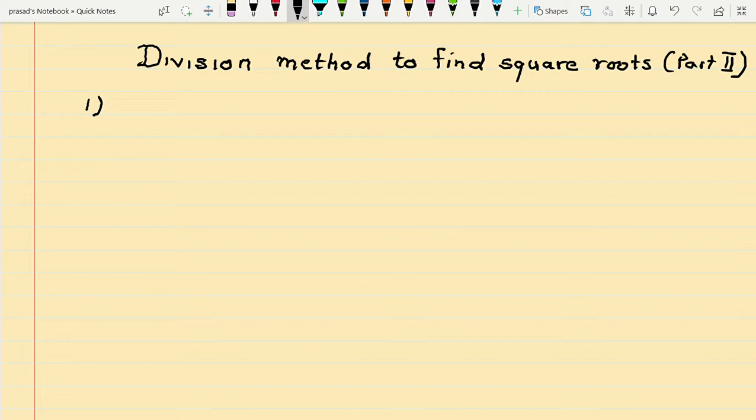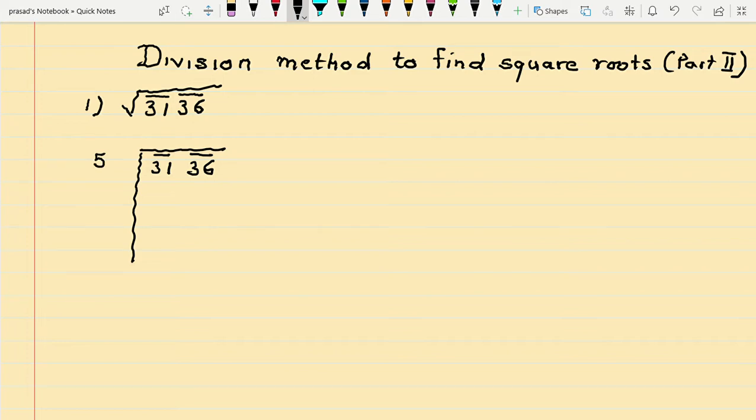The first problem is we have to find out the square root of 3136. So, starting from right to left, make the groups of 2's. As we have seen already, get this down here. So, 31, 36. Now, first group is 31. So, which is nearest perfect square of 31? Obviously 5. 5 square is 25. So the first divisor is 5, first quotient is 5 here.